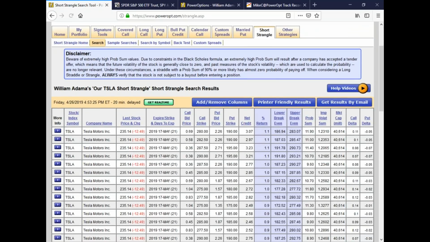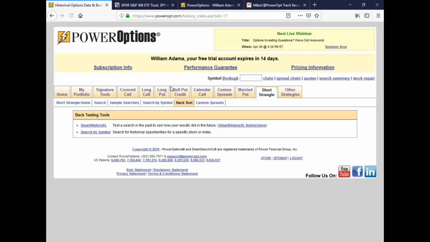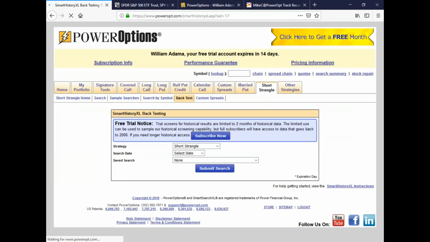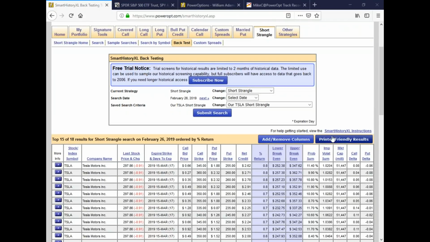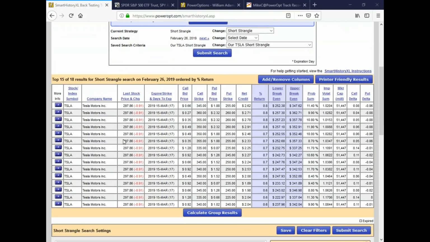Just want to really look at the top two. Okay, so now that I've saved it, of course, what are we going to do? Under short strangle, let's go to backtest. Let's go to smart history. Let's go back as far as I can, February 26th. Our Tesla short strangle, submit. This is not a strategy that I do advocate or do trade in my personal portfolio. We're just showing how to use the tools there for Luis.